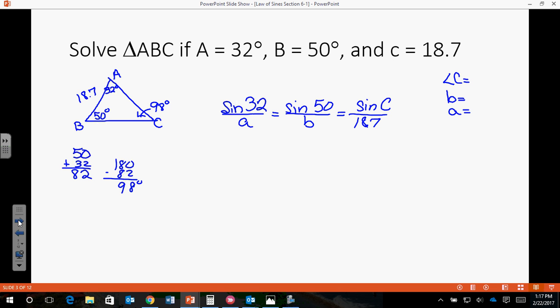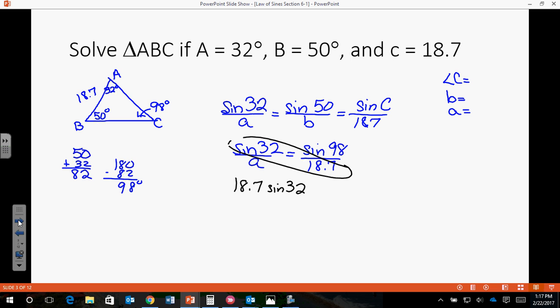A. Okay, so we're going to say the sine of 32 over A is equal to the sine of 98 over 18.7. Now we have three parts with just one variable. And we have to make sure that we put our calculator into degree mode. Okay? And before we do anything with the calculator, though, how do we solve a fraction equals a fraction? Cross multiply. So when we cross multiply, we'll take 18.7 times the sine of 32 is equal to A times the sine of 98.